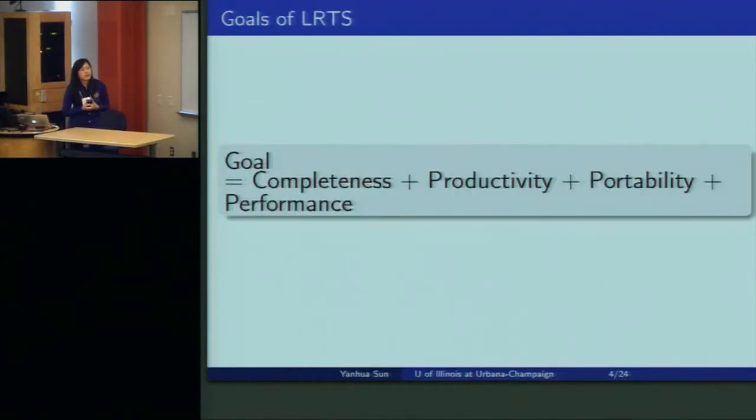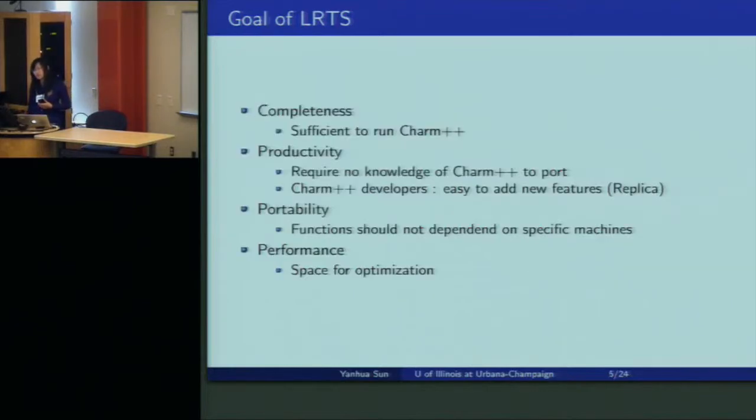So based on many years of experience porting Charm to various supercomputers, we conclude that the LRTS interface should have the goals of completeness, productivity, portability, and performance. By completeness, I mean the set of LRTS functions should be sufficient to provide to the vendors to run Charm. No Charm features should be lost due to our porting Charm to the LRTS structure.